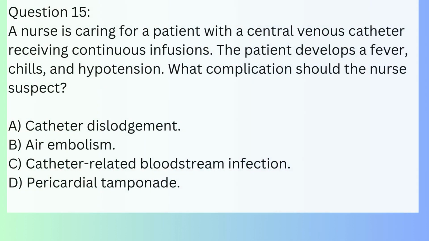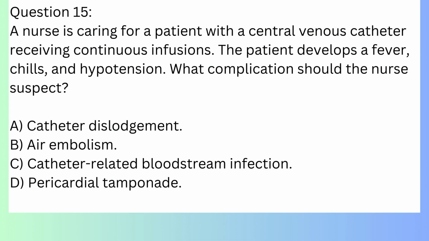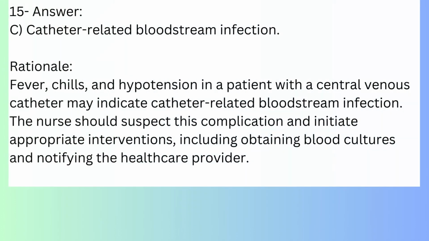Question 15. A nurse is caring for a patient with a central venous catheter receiving continuous infusions. The patient develops a fever, chills, and hypotension. What complication should the nurse suspect? A. Catheter dislodgement. B. Air embolism. C. Catheter-related bloodstream infection. D. Pericardial tamponade. Answer 15. C.